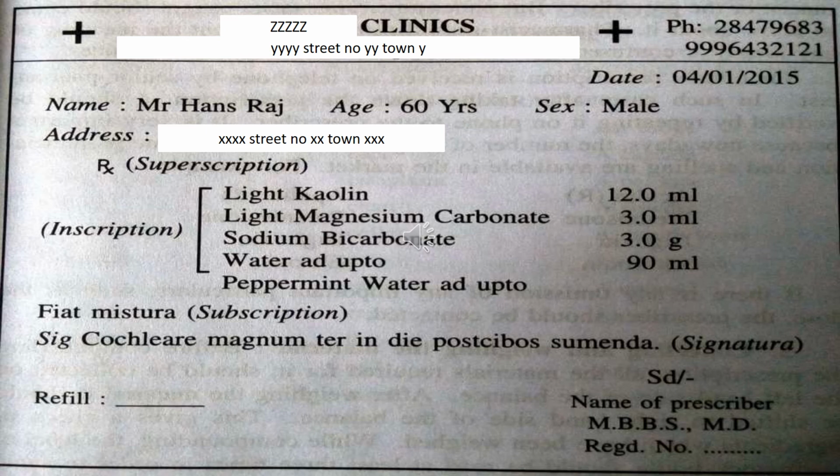As we discussed in the earlier slide, inscription has three parts. The first one is the base, the second one is adjuvants, and the third one is solvent. So here light magnesium carbonate, light kaolin and sodium bicarbonate are the base of the mixture, peppermint water is the solvent, and peppermint is used as a flavoring agent. So that is all about the inscription.